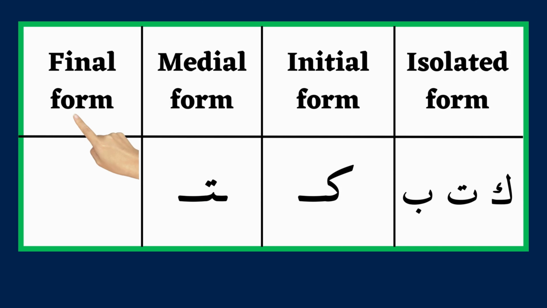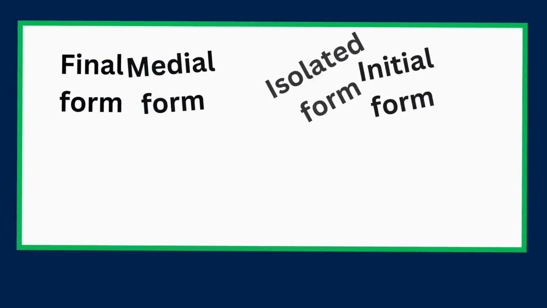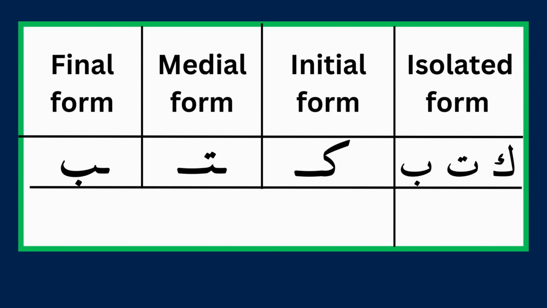Final form. The final form of an Arabic letter is its appearance when it is the last letter in a word, concluding the word. Practical example. Ba in the word كتب takes its final form. This form signals that the letter is at the end of the word and there is no other letter to join.